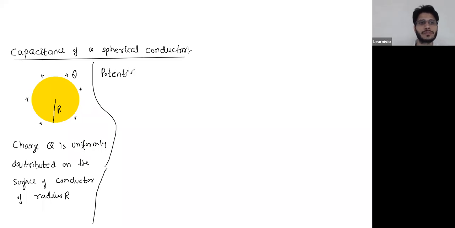Potential on surface of conductor. So Fatma, what is the expression for potential on the surface of conductor? We did this in the last class. Potential on the surface of conductor, V. Not P sine theta. I'm asking potential, not potential energy. Potential. Afroza, what is the expression of potential on the surface of a spherical conductor?